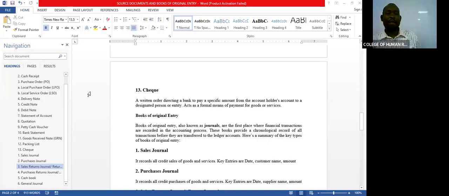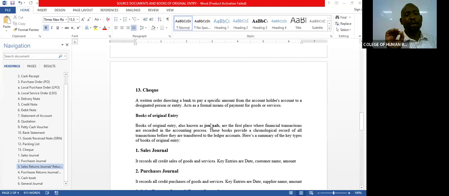So the books of original entry, as the term suggests, these are documents or books where transactions are originally recorded before being transferred to the ledger accounts. They are books of original entry. Original entry, that is the original point where the transaction is entered. So it is the first point where a transaction is recorded. That's why it is referred to as a book of original entry.